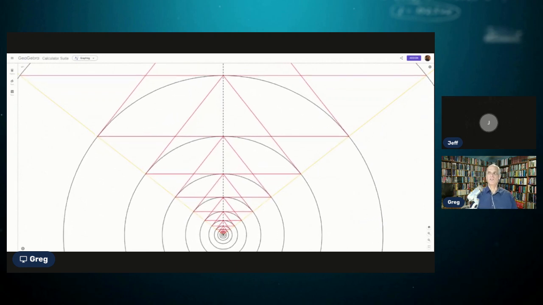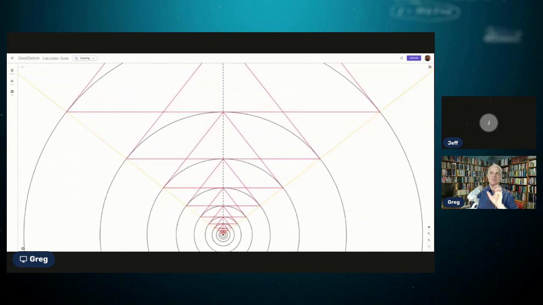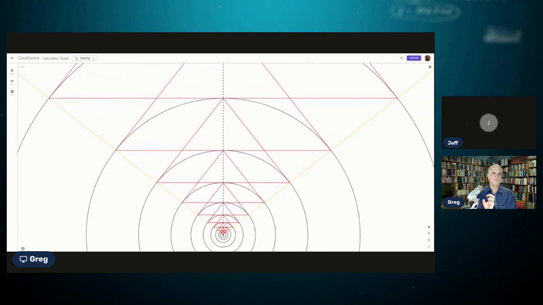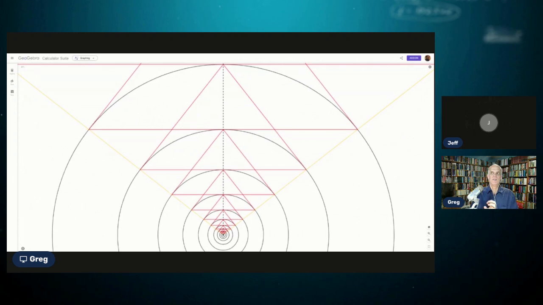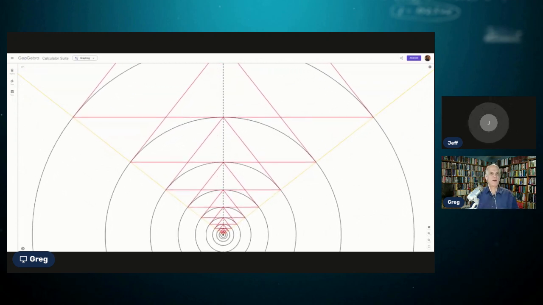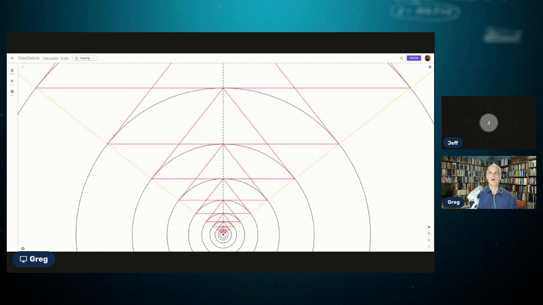The other one is basically showing a way to construct the Giza pyramids and the Russian pyramids. Remember, I said there was a family of pyramids, a family of triangles. Yeah. And this shows you a way to construct all of them with one diagram, which is kind of cool.